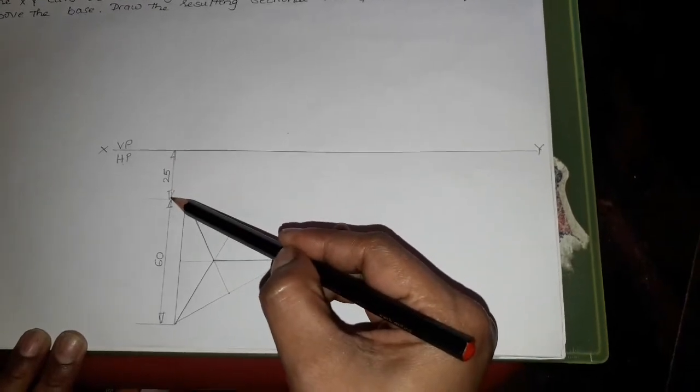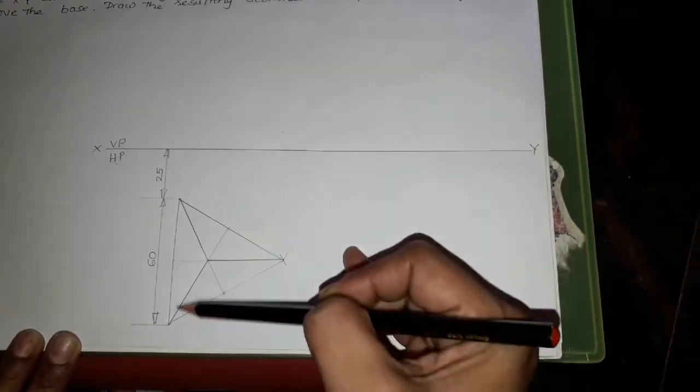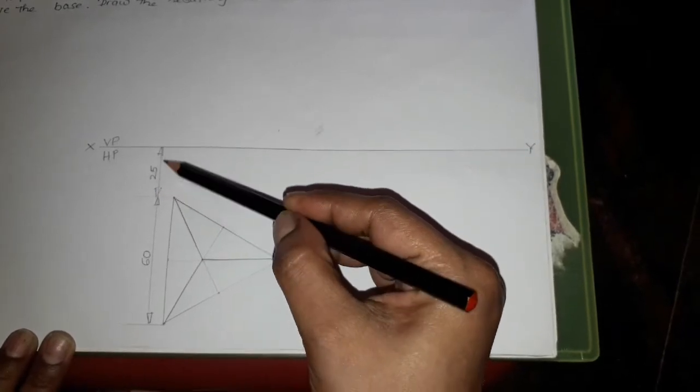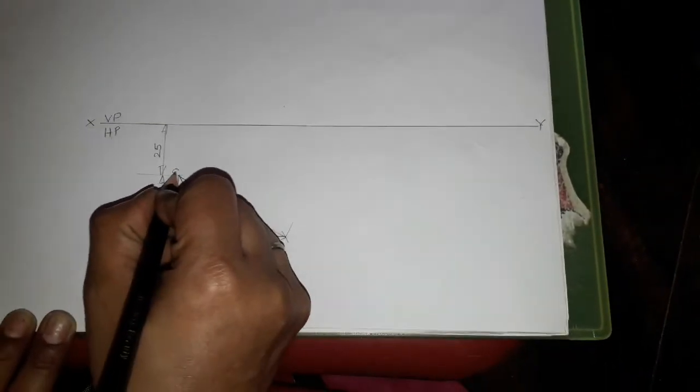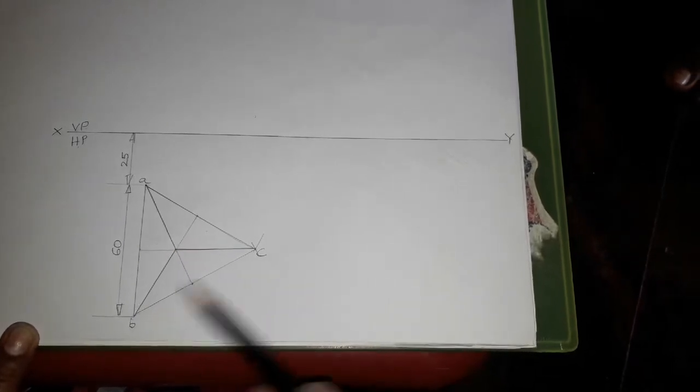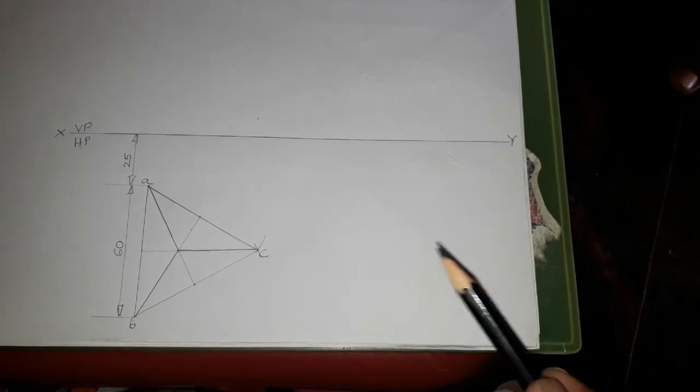Now this tetrahedron measures 60 mm, and the corner which is nearer to the XY line should be at a distance of 25 mm from the XY plane. So before you draw the tetrahedron, be aware that it is kept at a distance of 25 mm. So now I have drawn a tetrahedron. Let me name it A, B and C. You can see that the base is one triangle, this is one triangle, the second, third and fourth. So four triangles, so it's a tetrahedron.